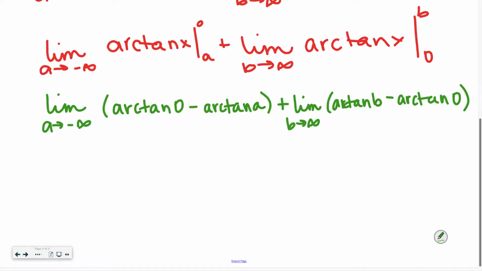Okay, I evaluated each antiderivative from our two limits of integration. So let's start with this: what is the arctangent of 0? What angle gives us a tangent of 0, a ratio of 0?